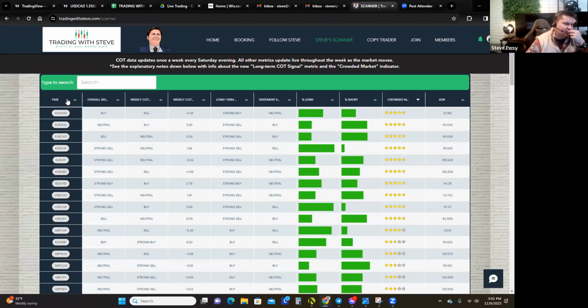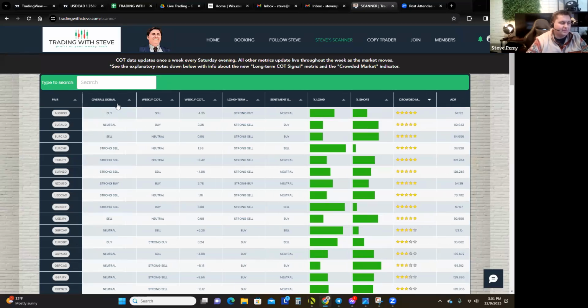On the left side, there are 10, 11, 12 columns to look at. This first column has all of the instruments, all the currency pairs and so on. This next column is the most important column, in my opinion. This is the overall signal column. The reason this column is so important is because there are more integrations built into that one column than any other column.